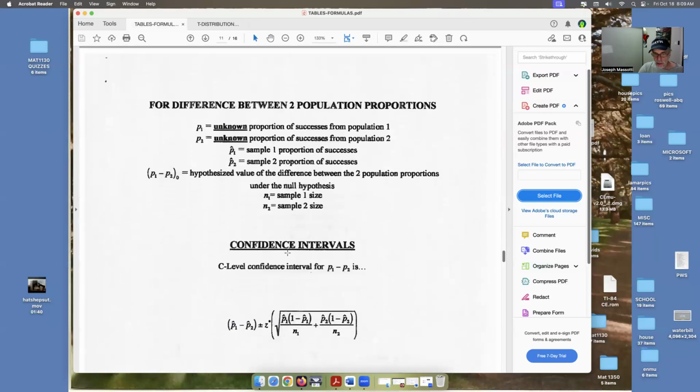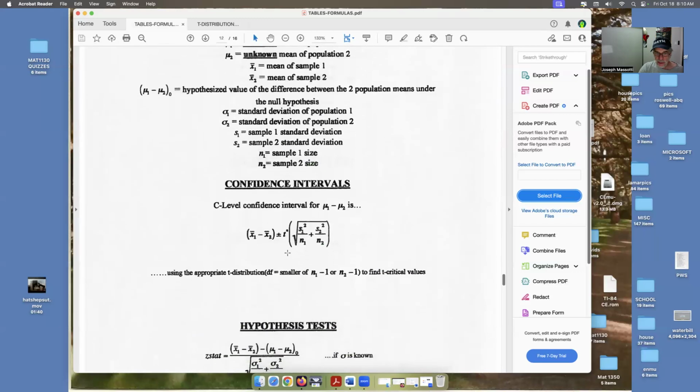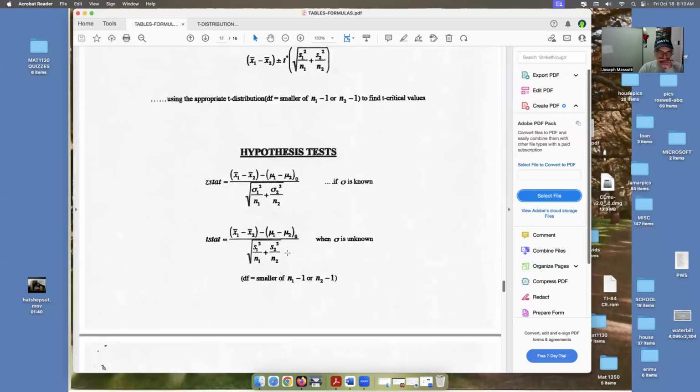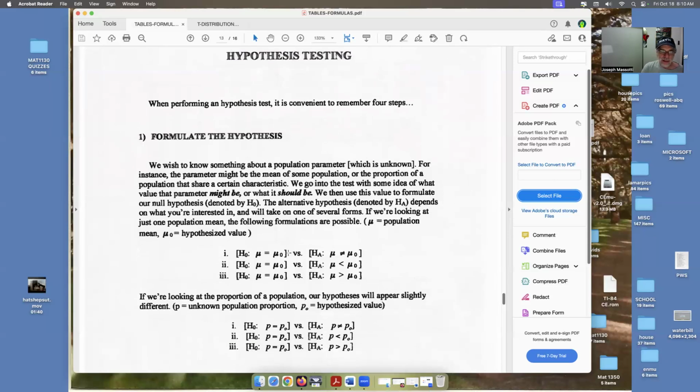Difference between two population proportions, we'll get to that. Difference between two population means, we'll get to that. What I really want you to understand is the reasoning behind a hypothesis test. So I'd really like you to read through this section here of hypothesis testing.